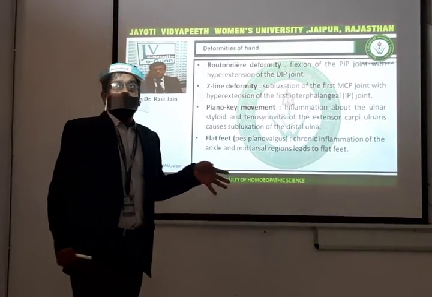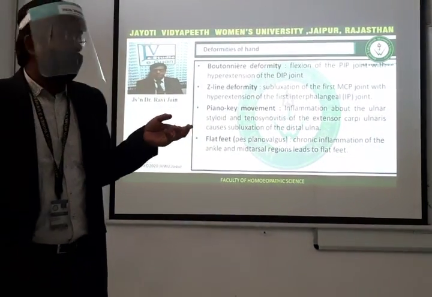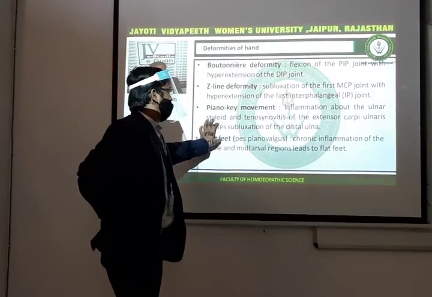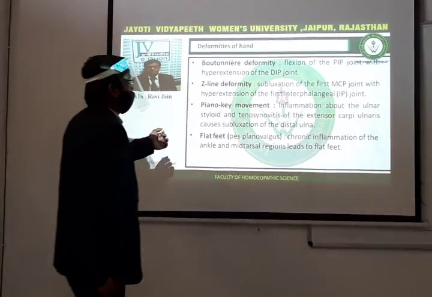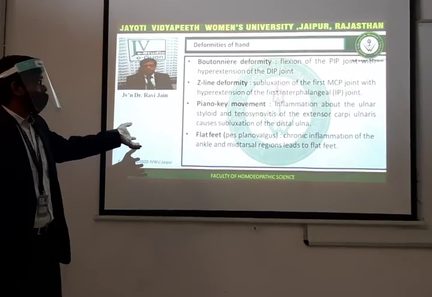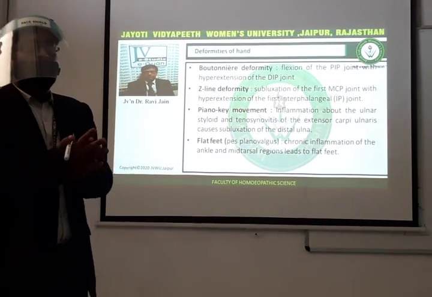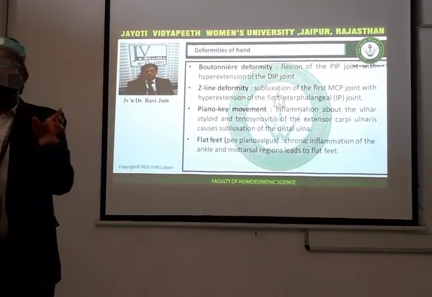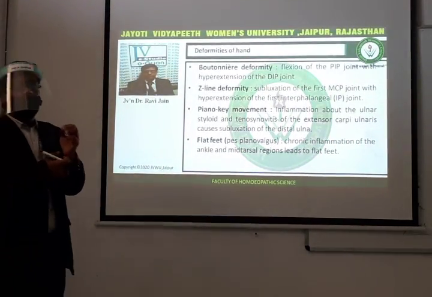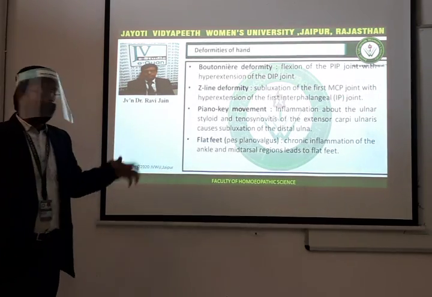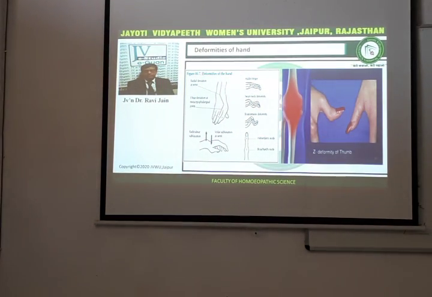Now we have the piano key movement. Has anybody played piano? So, what happens here? There is inflammation about the ulnar styloid. Where is the ulnar styloid process? There is inflammation at this particular point, and tenosynovitis of the extensor carpi ulnaris causes subluxation of the distal ulna. So ultimately, there is subluxation of the distal ulna. If you are playing piano, many times this styloid process is involved. Therefore, it is known as piano key movement. The hand moves like a piano. It will come later on.